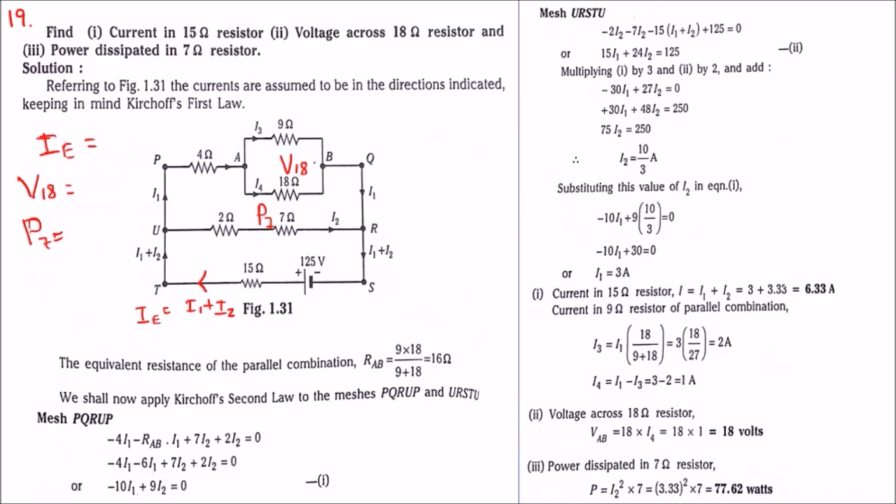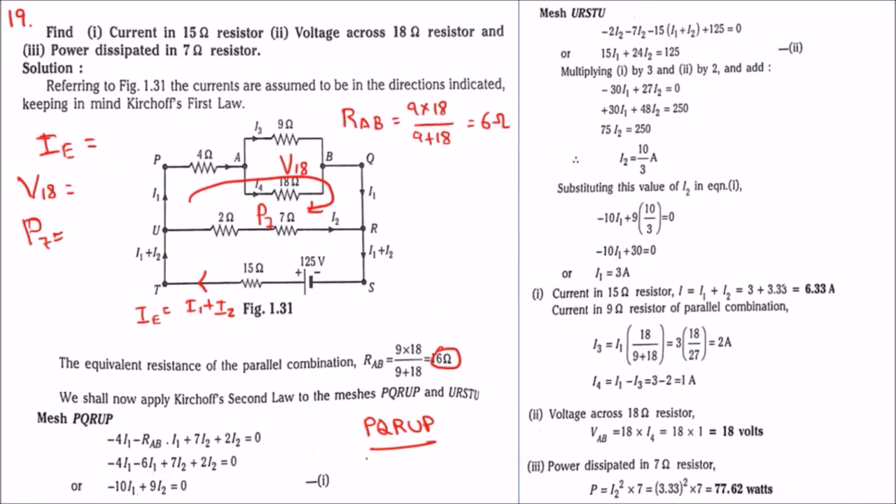First we will find the resistance across this parallel combination, that is A and B. The equivalent resistance across A and B is RAB, which is 9 into 18 divided by 9 plus 18, that will be 6 ohm. Now we'll use Kirchhoff's voltage law, that is the second law, on the meshes. The first mesh is P, Q, R, U, P. So the mesh goes like this.